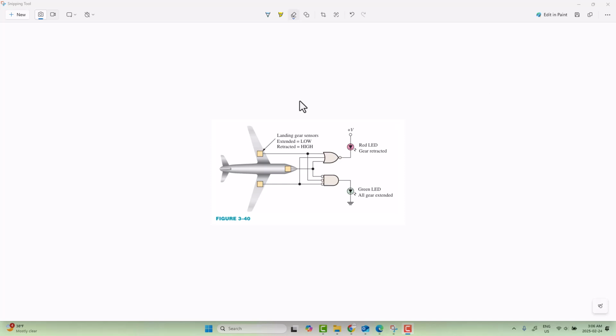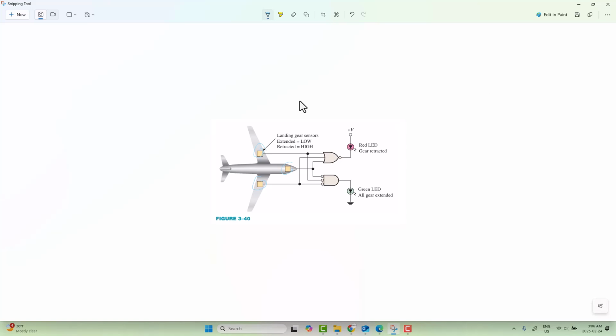In this video, we're going to be implementing a design for an aircraft. Aircraft have three gears. You can see them here: two on the side and one in the front. Before landing, these gears need to be extended, and pilots need to know when that really happened.